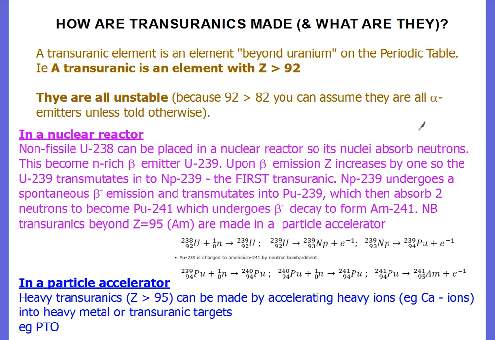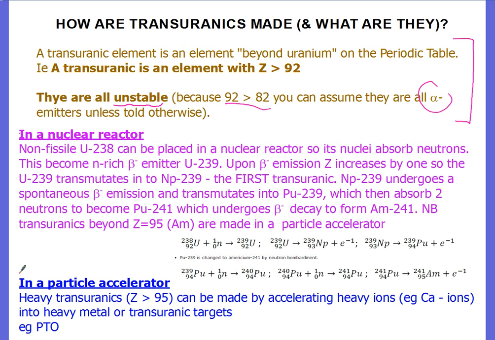How are transuranics made and what are they? A transuranic is an element with atomic number bigger than 92, and because they've got atomic number bigger than 92, that means they're unstable, because we know that all elements with atomic number greater than 92 are unstable. We can assume in the HSC course that because they've got atomic number greater than 82, they're all alpha emitters, unless you're told otherwise. The way they're made is almost exactly the same as how you make commercial radioisotopes. You can make them in a nuclear reactor, and you can make them in a particle accelerator.